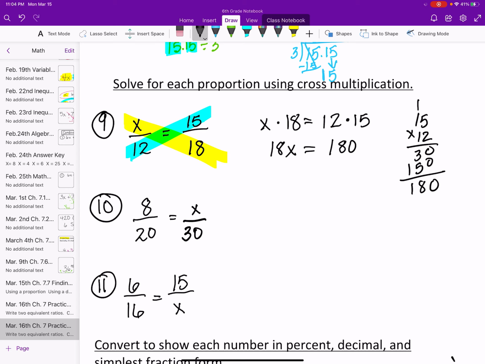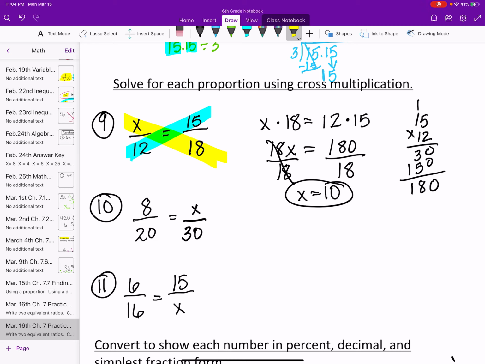There's my 180. And now I'm saying 18 times x, or 18 times something, equals 180. The opposite of multiplying would be dividing by 18 on each side. And so we get x is equal to 10. And that would be for number 9.